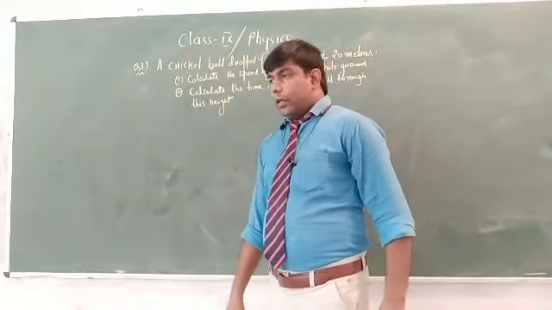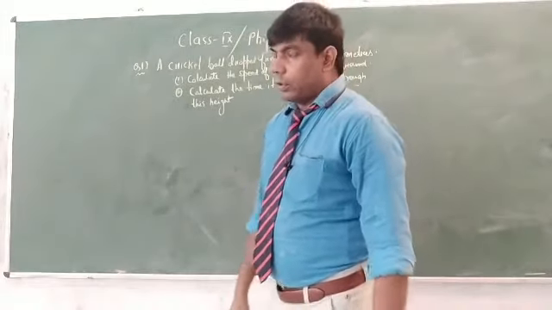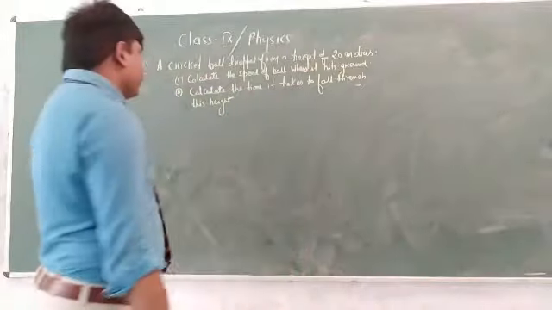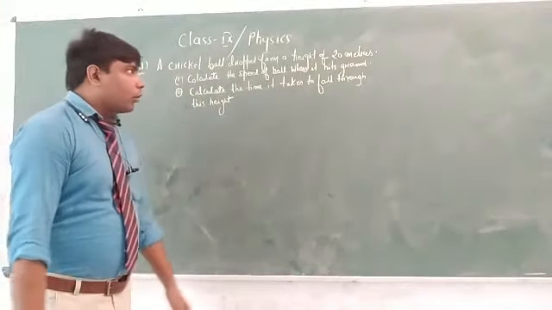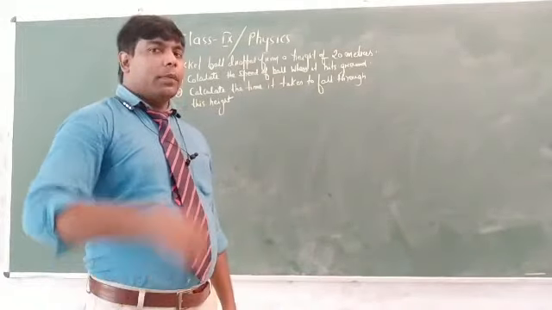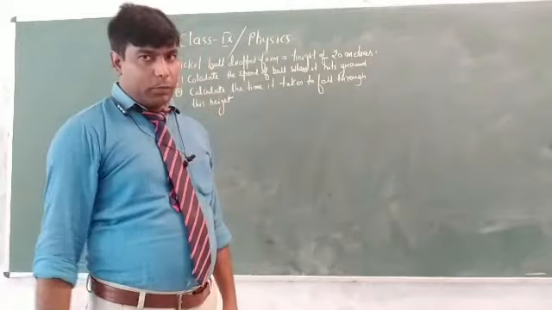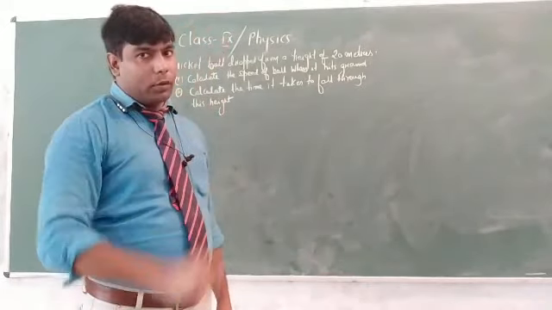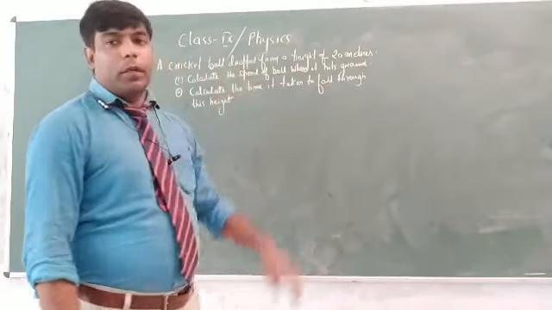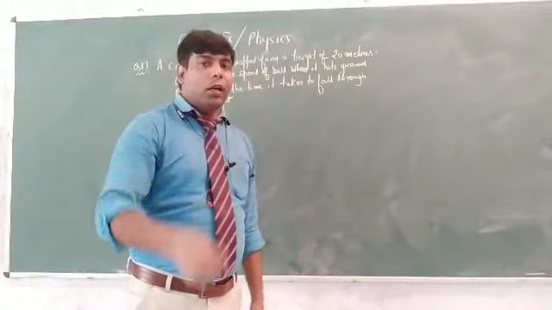So, let us discuss today numericals, solved numericals or unsolved numericals from an exercise. Right. So, first question is: a cricket ball is dropped from a height of 20 meters. For example, you are at the top of a building, and the height of the building is almost 20 meters. You are dropping a cricket ball. They have given the height of the building as 20 meters. Calculate the speed of the ball when it hits the ground.